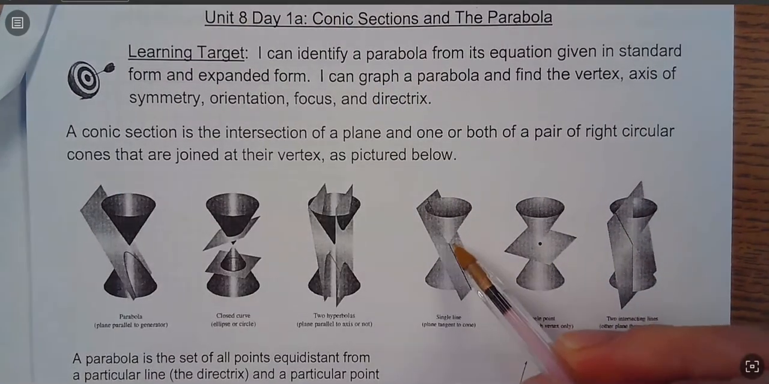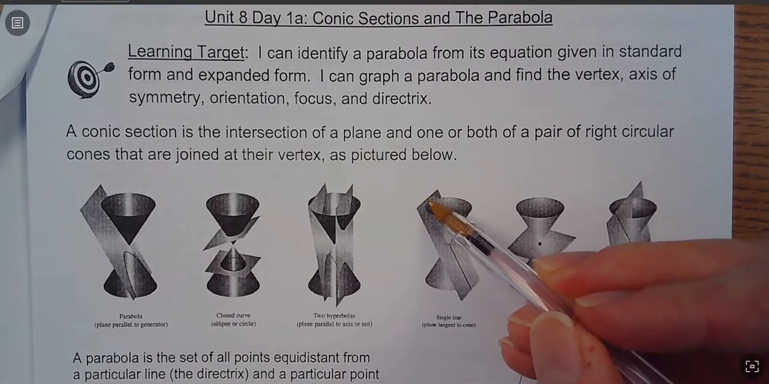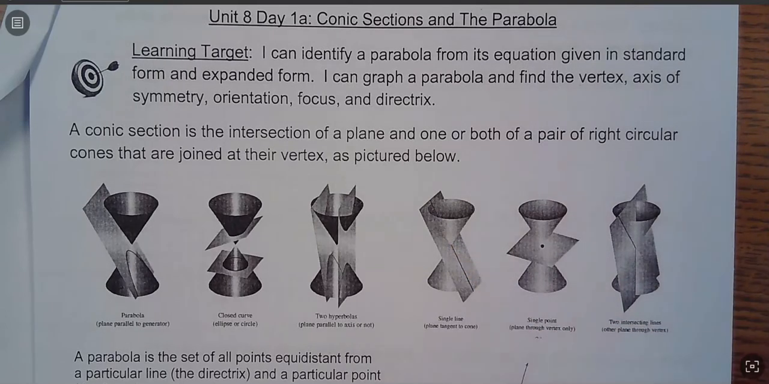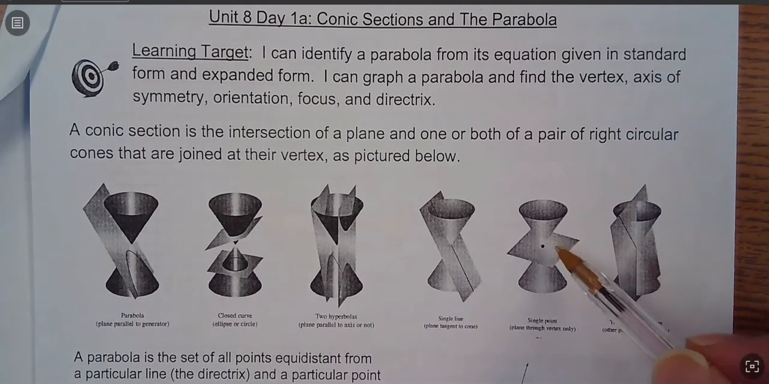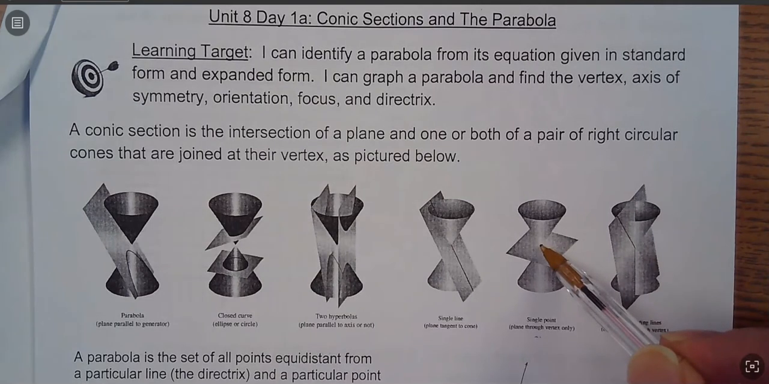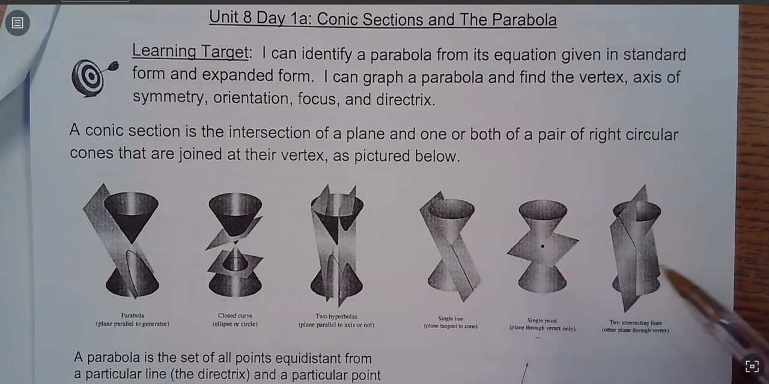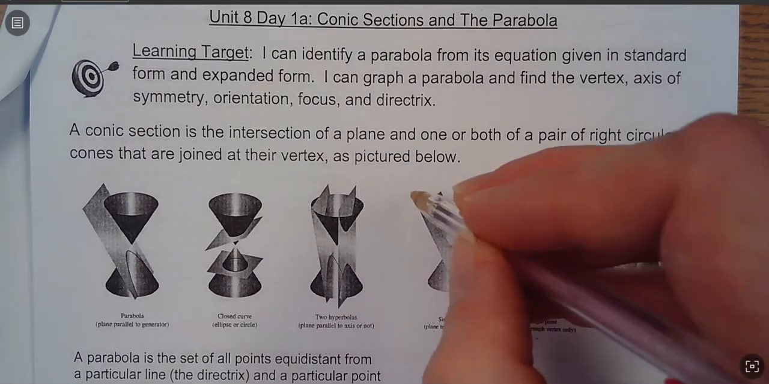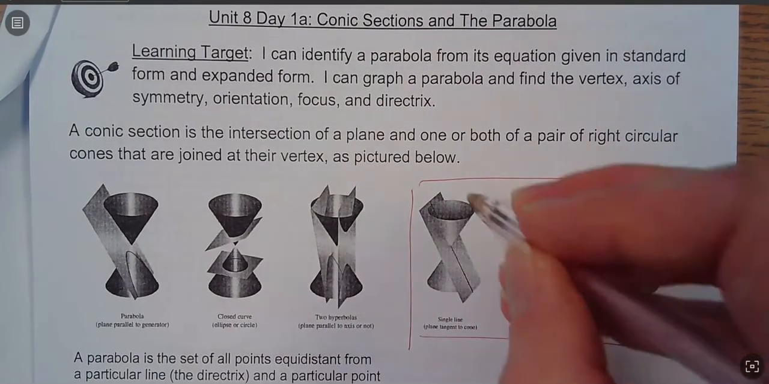So let's say this plane was touching the very edge of the left side of the top cone and the right side of the bottom cone. That would make a straight line, and that's what you see when you graph linear equations. If you had a plane going through just the tip, that would be a point. If you had a plane coming right down the middle, it'd be an X shape, two intersecting lines. Those are the simple ones. We are not going to talk about those in this section, okay?